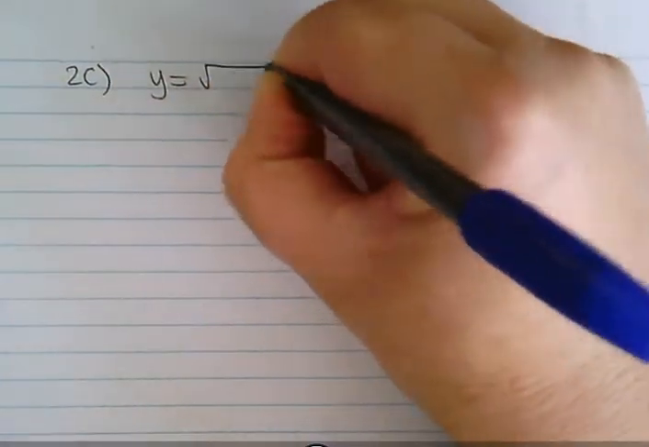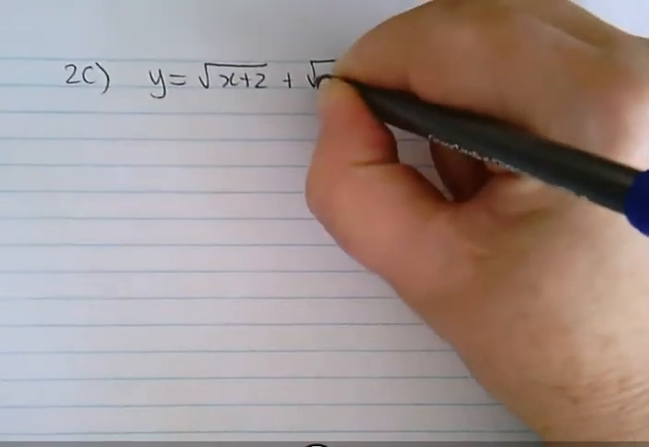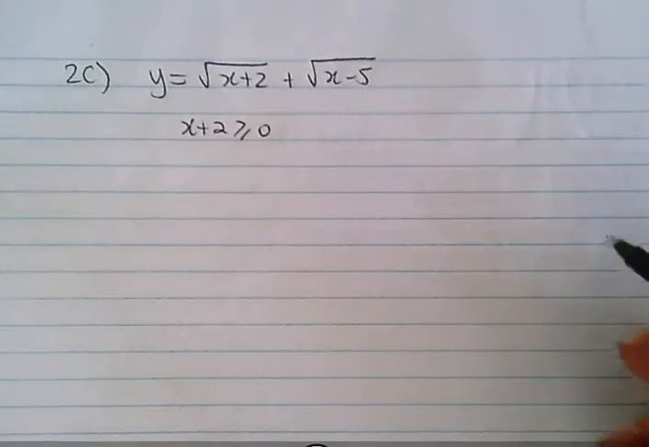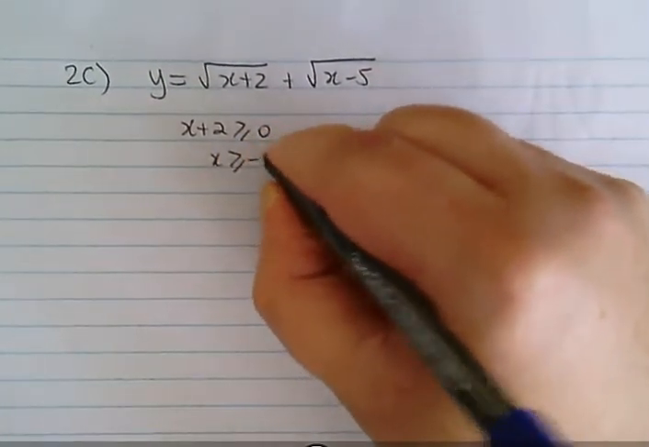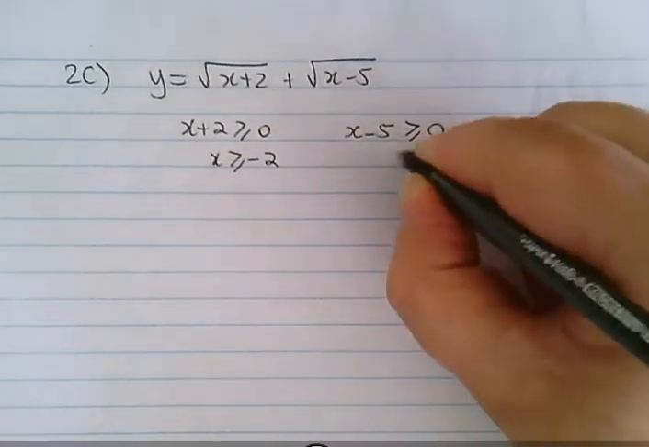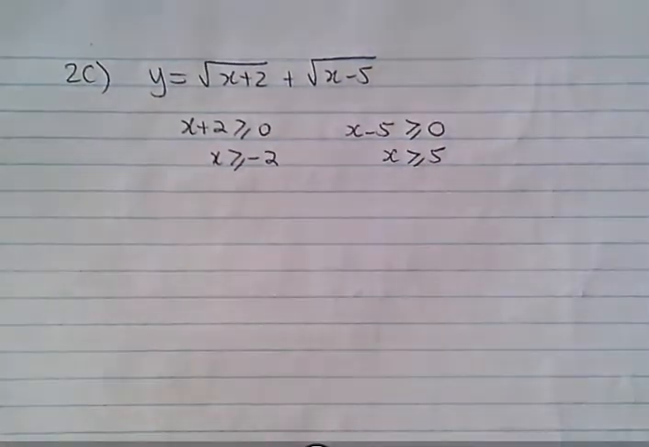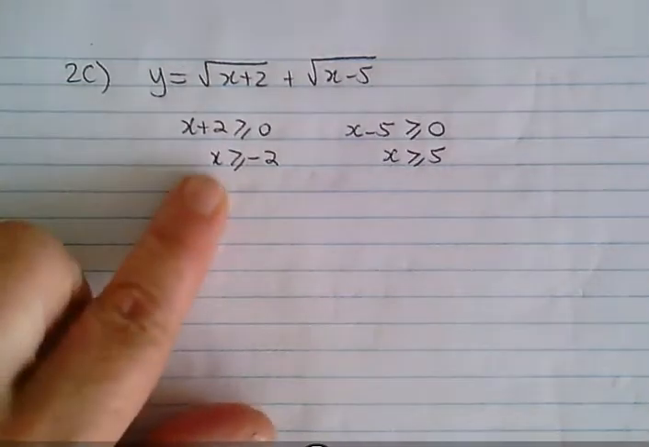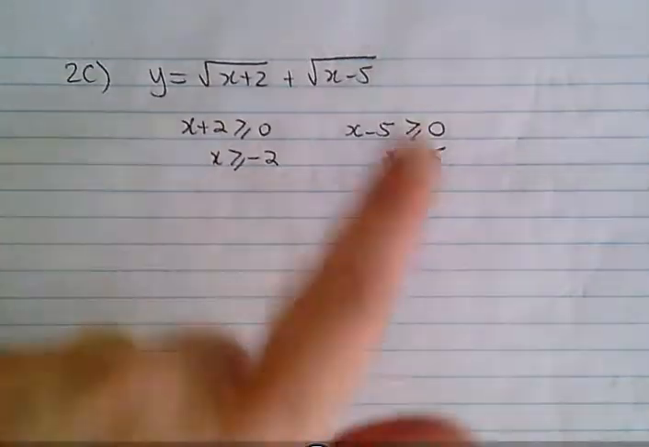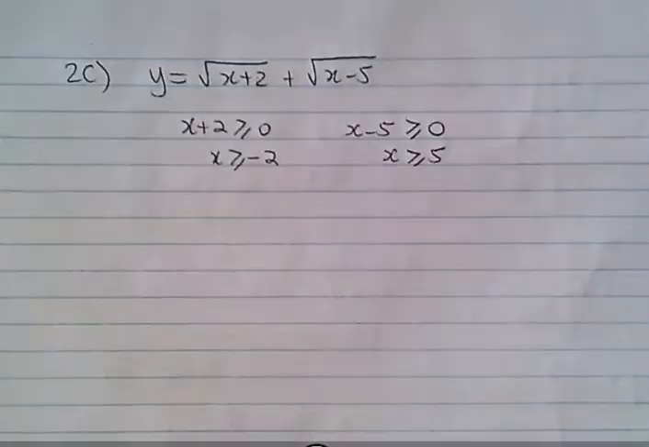So there might be some conflicting. We've got 2c, y equals the square root of x plus 2 plus the square root of x minus 5. From the first one, x plus 2 is greater than or equal to 0, so x is greater than or equal to negative 2. With the second one, x minus 5 has to be greater than or equal to 0, so x has to be greater than or equal to 5. Now, this is one single function. Which one are you going to choose? Which solution is good for both the first part of the function and the second part of the function?